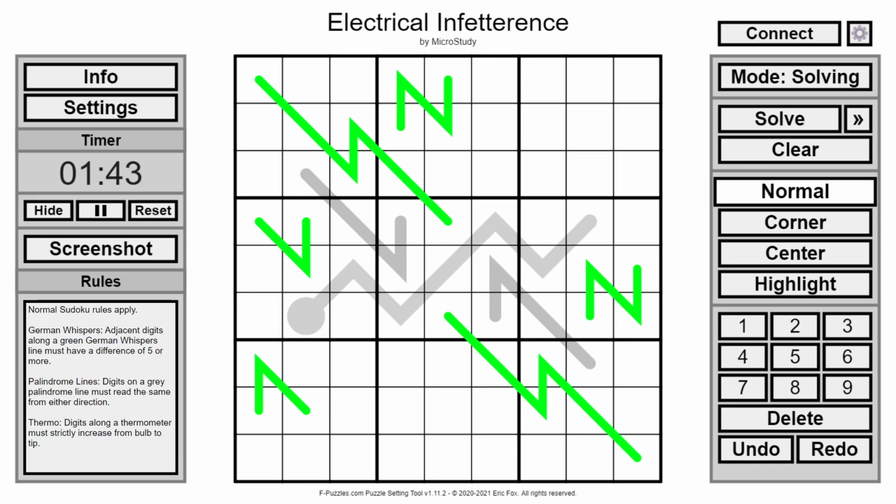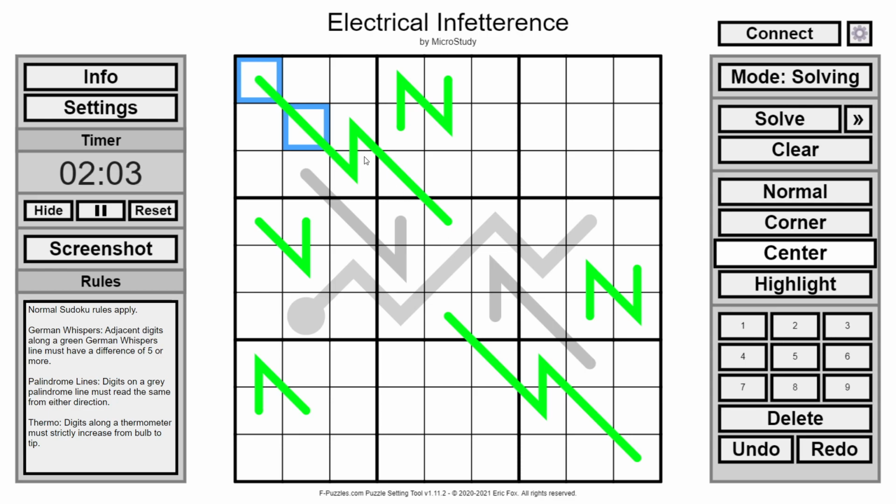So we have normal Sudoku rules, of course. We have German whispers. So digits along the green lines must differ by at least 5. So if we had a 3 here, let's say, then this would have to be an 8 or a 9, since those are the only digits that are 5 or more away from it.